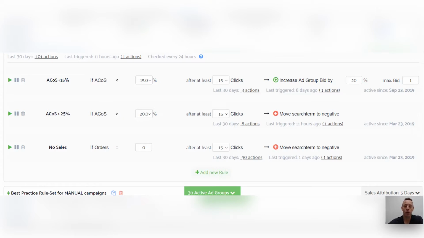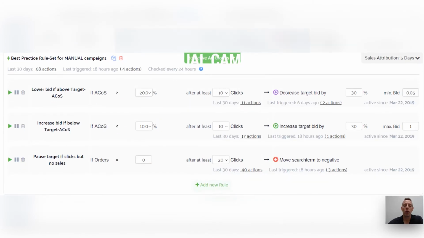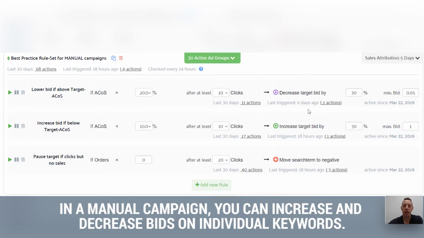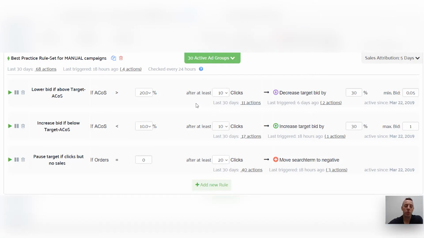Now, the manual campaign rule sets are essentially the same as our automatic rule sets with one caveat, and that is that in a manual campaign, we can actually increase and decrease bids on individual keywords. You can't do that in an automatic campaign. So again, this rule is essentially saying if our ACOS for a keyword is greater than 20%, decrease the bid, and if it's less than 10%, increase the bid. And again, this third and final one is simply saying that if after 20 clicks there are no orders, move that search term to negative.